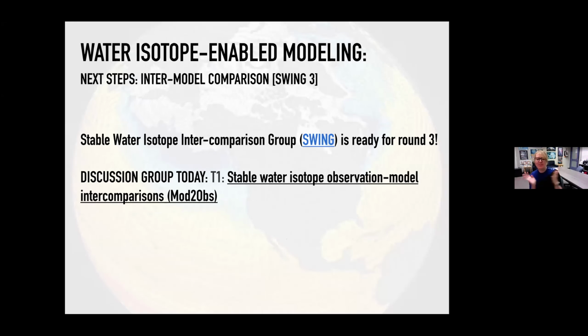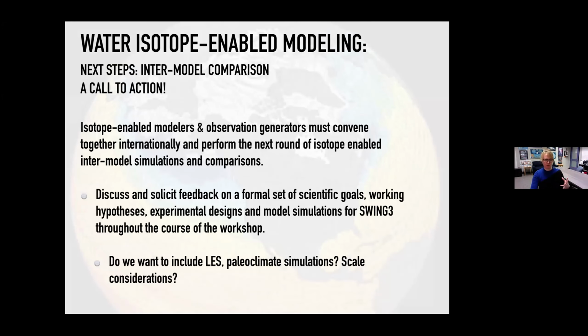Let's do it. We talked about this yesterday in our discussion group T1, stable water isotope observation model intercomparisons. And I think today we can really decide what the key experiments are that we want to run. Do we want to include LES? There are a lot of different questions we need to talk through. We could have parallel efforts doing cloud resolving LES model comparisons and GCM comparisons. So we really need to convene internationally to perform the next round of isotope enabled model comparisons.